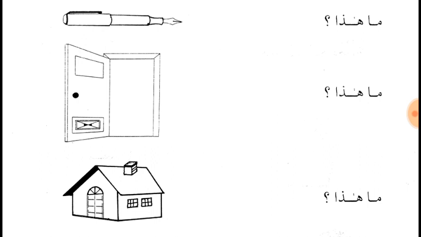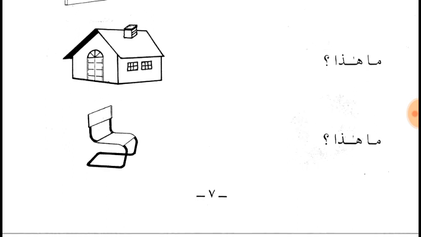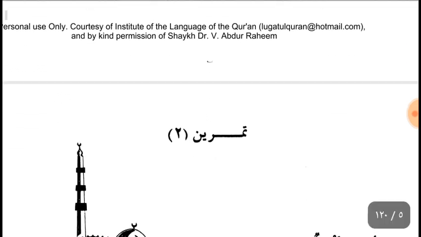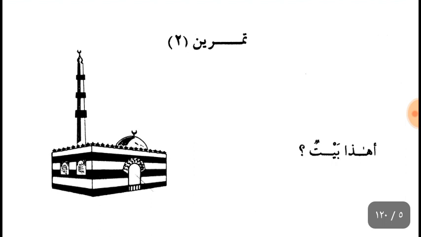The door. ما هذا؟ What is this? هذا بيتون. This is a house. ما هذا؟ What is this? هذا كرسي. This is a chair. Okay. Then we have تمرين الثاني, second exercise. Solve it.